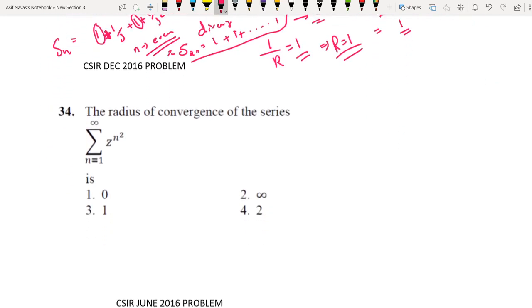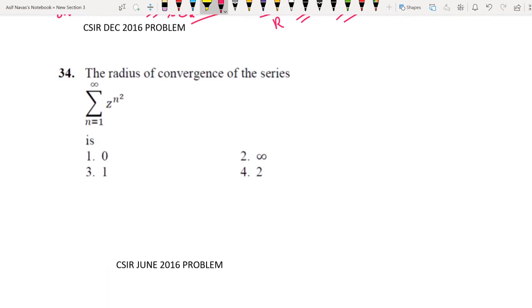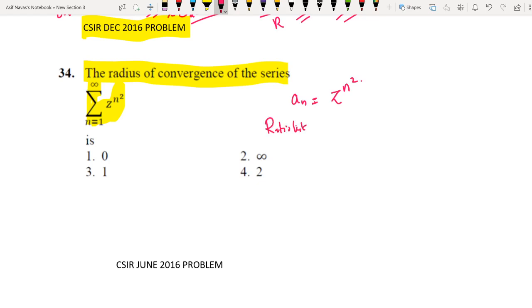Now we will move on to the next problem. This is a December 2016 CSIR NET problem. The radius of convergence of the power series is, this is the series. Now what I will take is an equal to z raised to n square. Now I will use the ratio test here, because here there is no n, here n square is there, therefore we cannot use that formula, because we derived the formula for x minus a all power n. So we will take the ratio test.